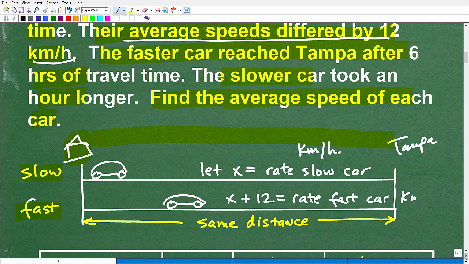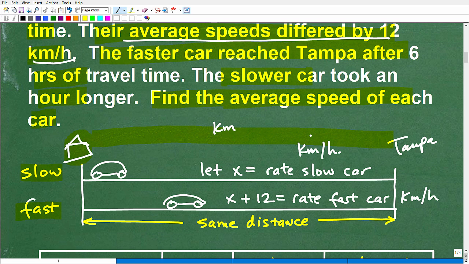Of course, that'll be in kilometers per hour units, and our distance, they travel the same units. That'll be in kilometers. If you're not familiar with the metric system, kilometers are shorter than miles, and kilometers per hour is kind of like miles per hour. But you don't really need to know all of that. You just need to know that kilometers is a unit of measure for distance, and kilometers per hour is a unit of measure for speed or rate.